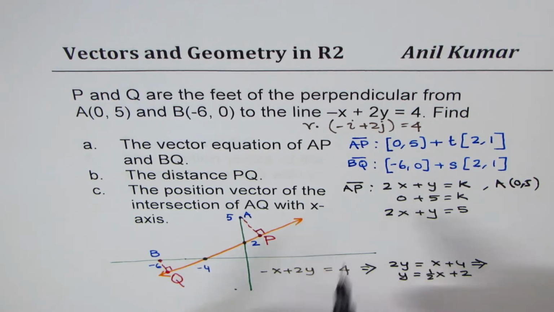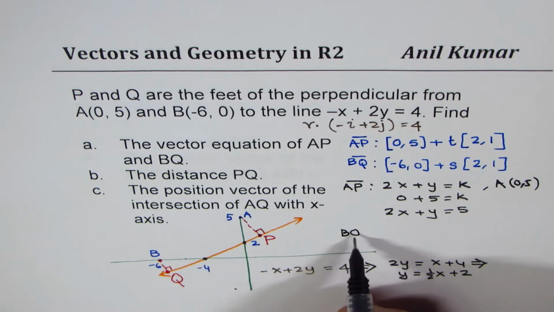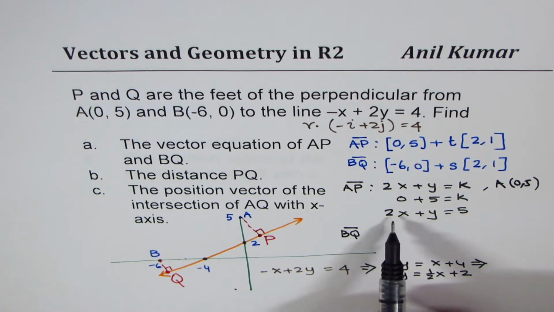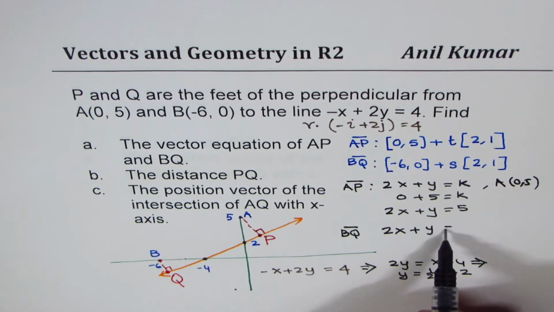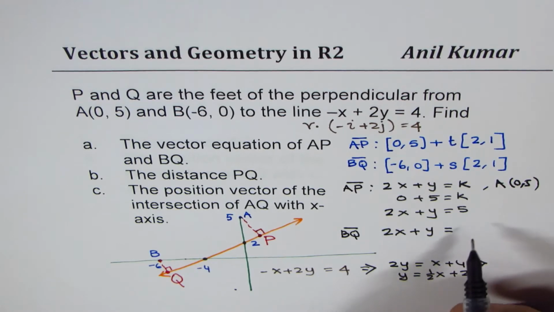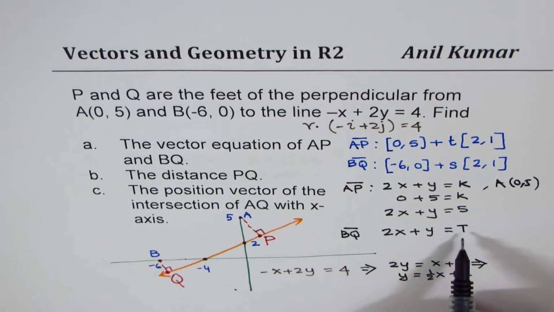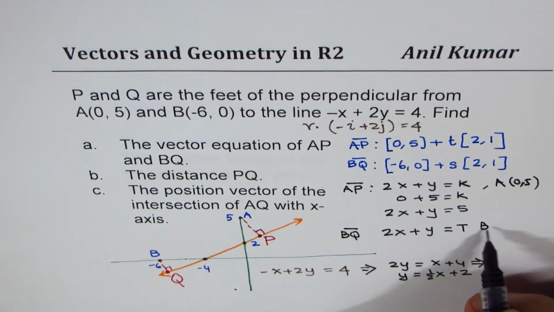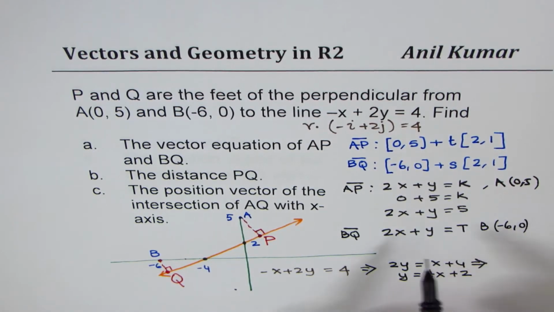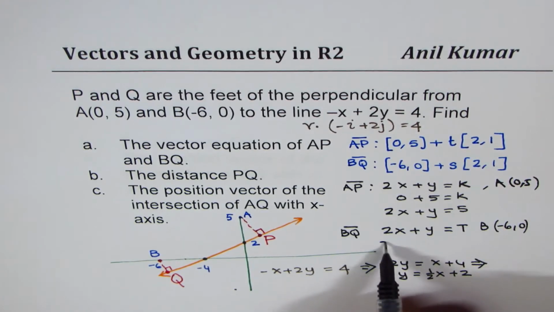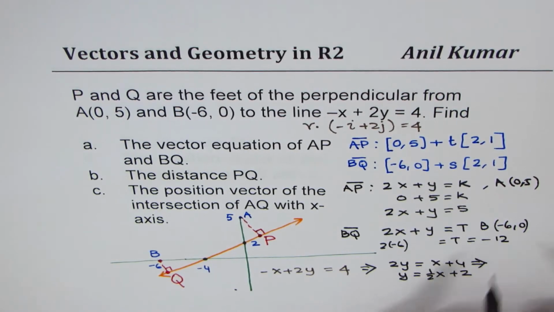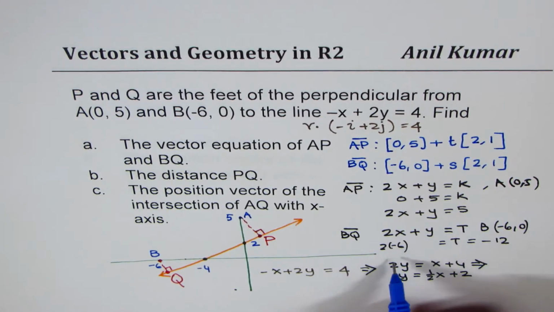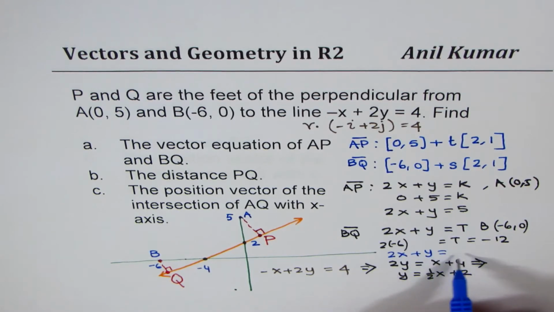Similarly, I can write down the equation BQ also, right? So BQ, since these two lines are parallel, I don't have to bother about it, I can write 2x plus y equals, let's say some other constant, let's say t. To find the value of t, we'll use point B, which is (-6, 0). So if I substitute 0 here and -6 there, I get 2 times -6, which is -12, equals t, and that is clearly -12. And that gives me BQ as 2x plus y equals -12.